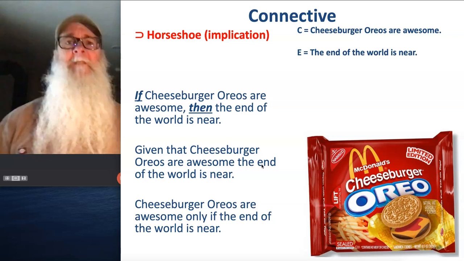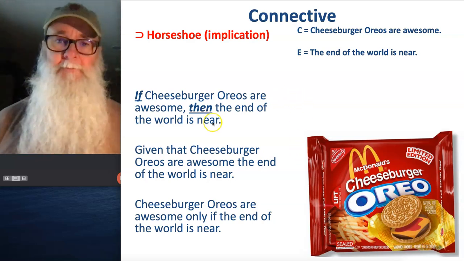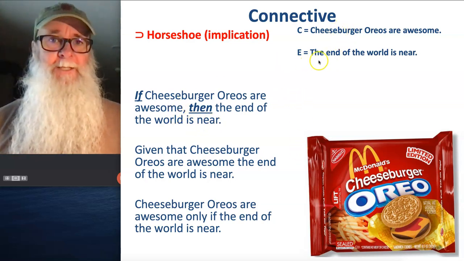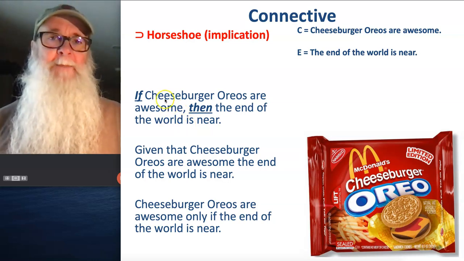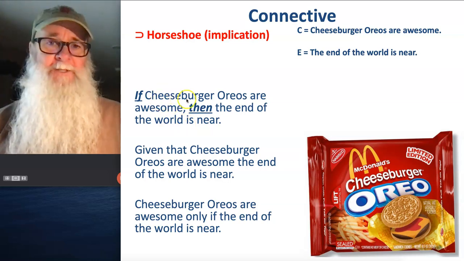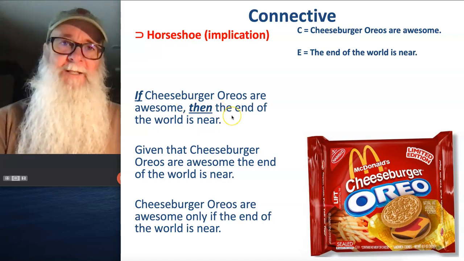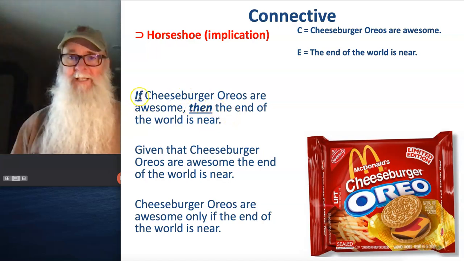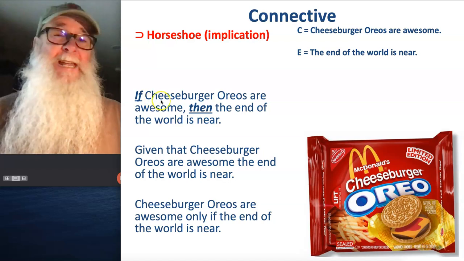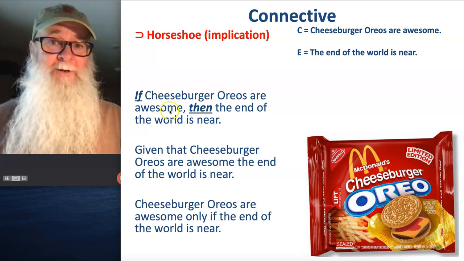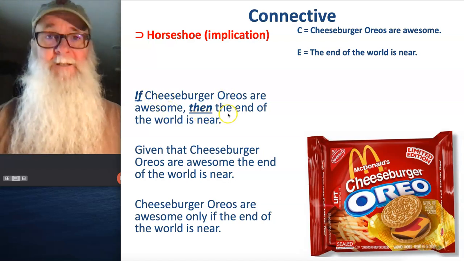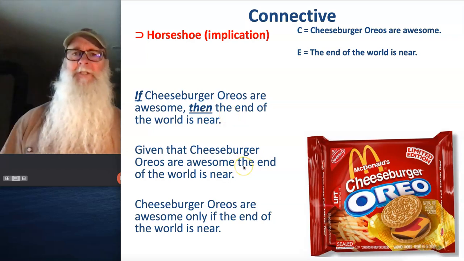The relationship of implication works like this. I'm going to take two simple sentences and I'm going to frame them in such a way that the first statement being true implies the second statement would be true. So if I read this statement, it means this. If it's true that cheeseburger Oreos are awesome, then that implies that the end of the world is near. And that's the relationship of implication.